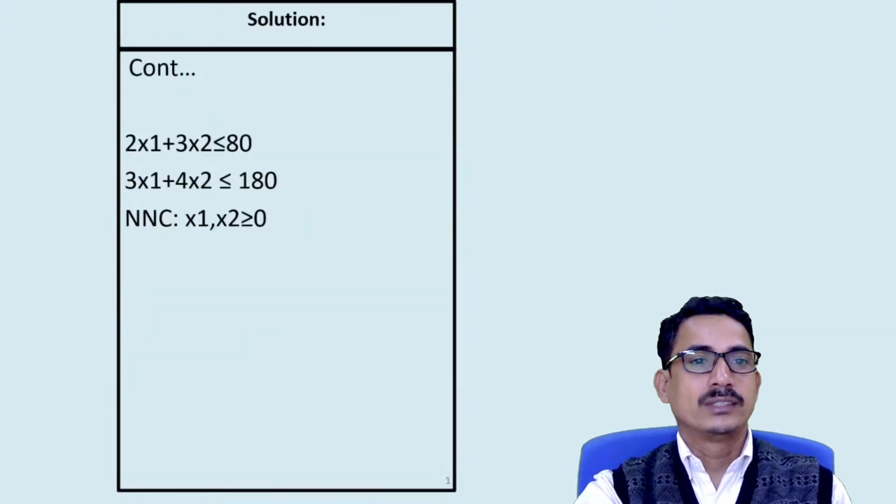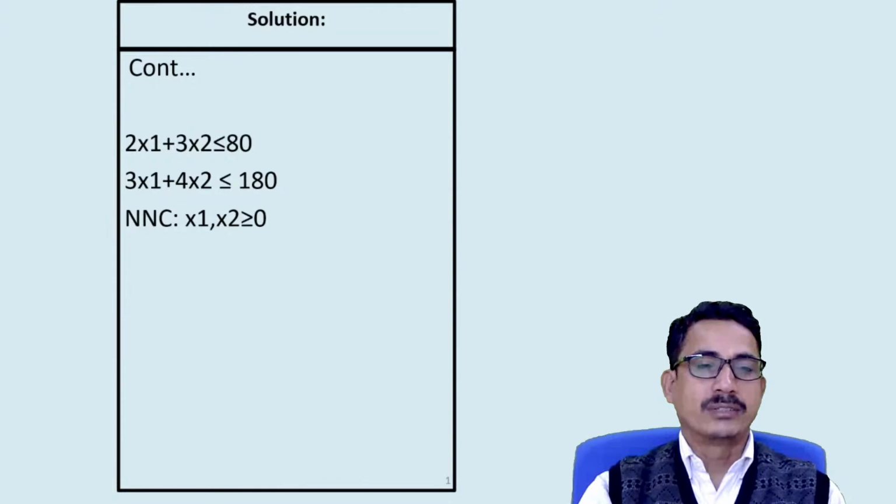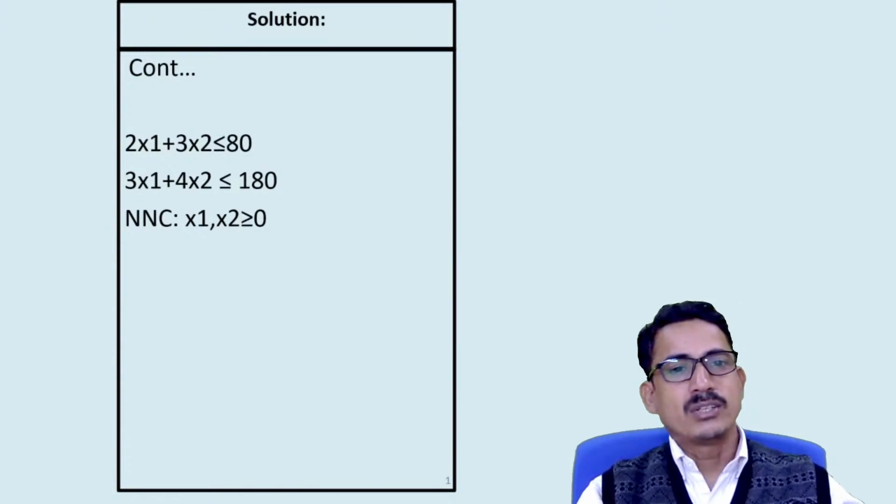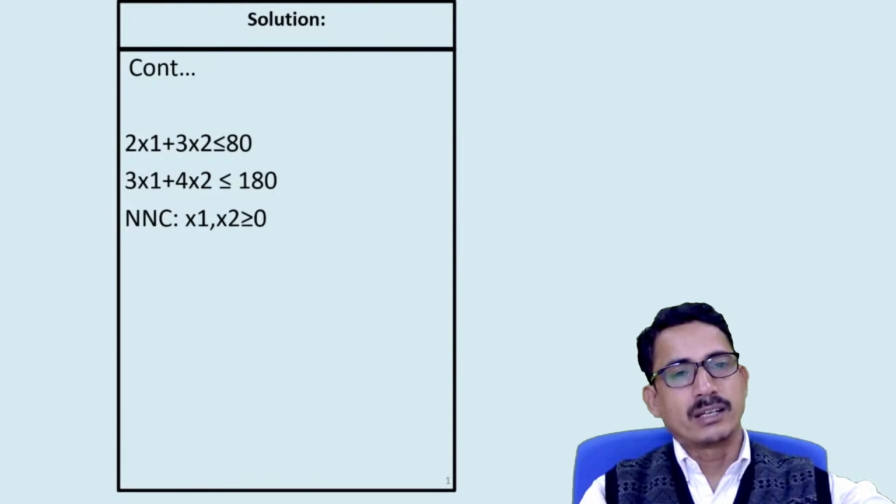Okay. The third is the non-negative constraint. How many variables are you using? Here you are using two variables, x1, x2. So it is greater than or equal to 0, because a decision variable cannot be negative. It is either positive or it is 0. Why? Because if you keep it the same, it is 0. If you use more than that, it is always greater than 0.